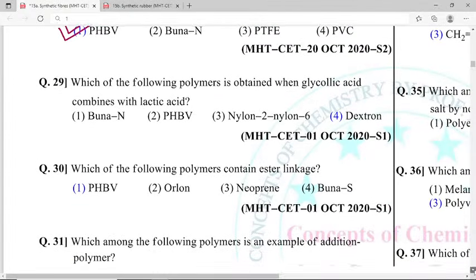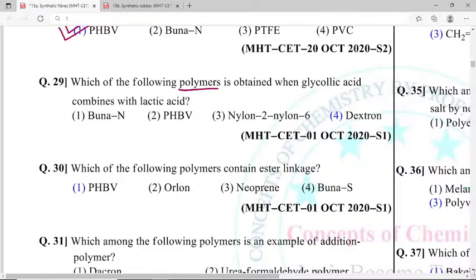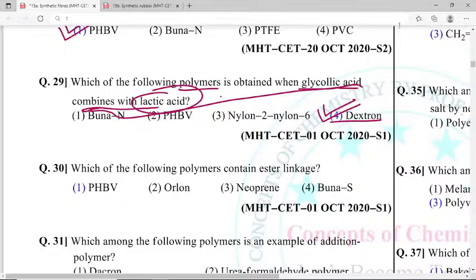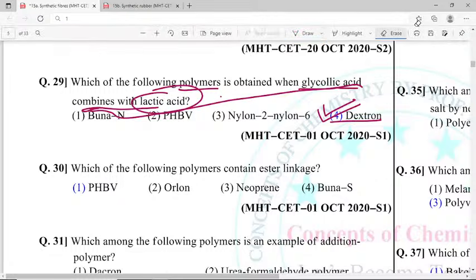Okay, next question. Which of the following polymers is obtained when glycolic acid is combined with lactic acid? It is called dextron. So dextron is the answer, from glycolic acid and lactic acid.